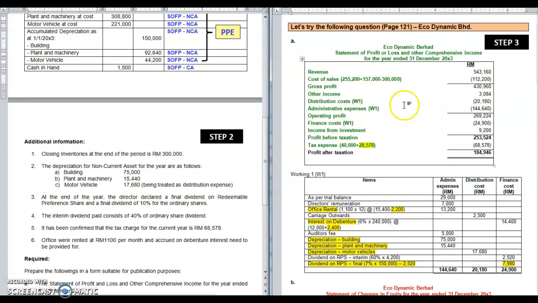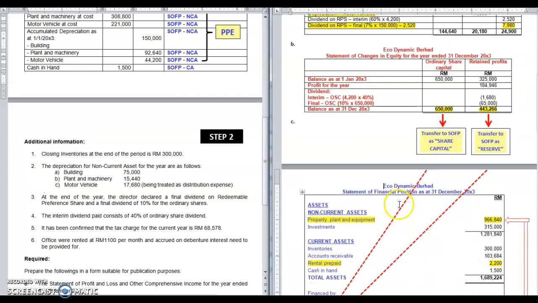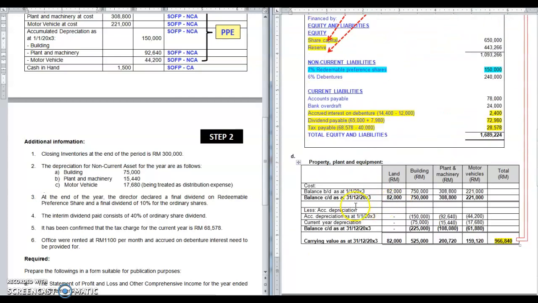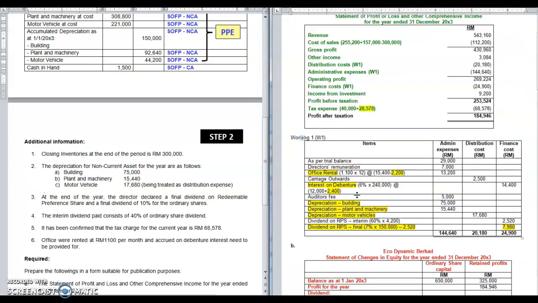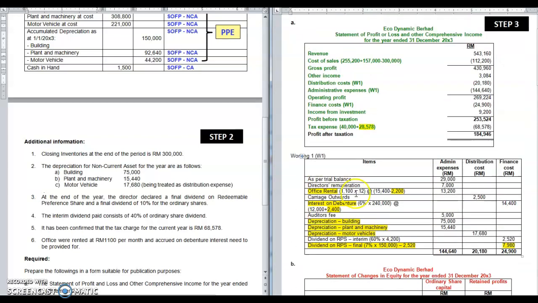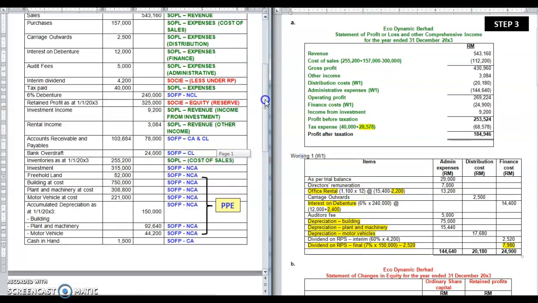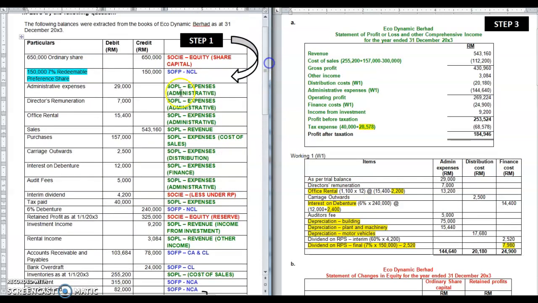The set of financial statements will be SOPL, SOCI, SOFPI, and notes to the financial statement. As I mentioned to you, the statement of cash flow will only be tested during part 3, in Financial Accounting 3, that is chapters 4 to 10. Class, you have classified all the elements into the respective statements, so you just transfer. I indicate all the items under SOPL in green color.